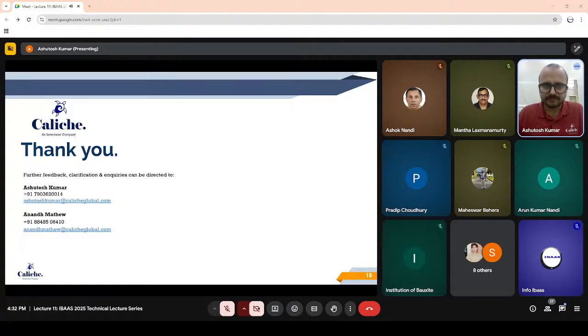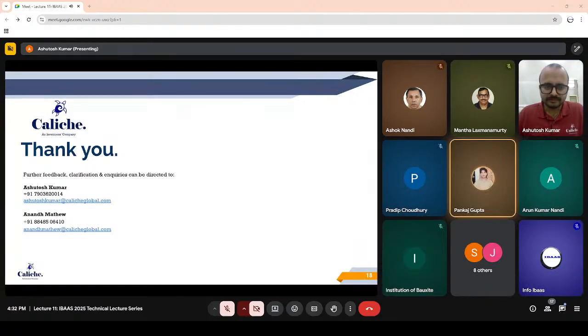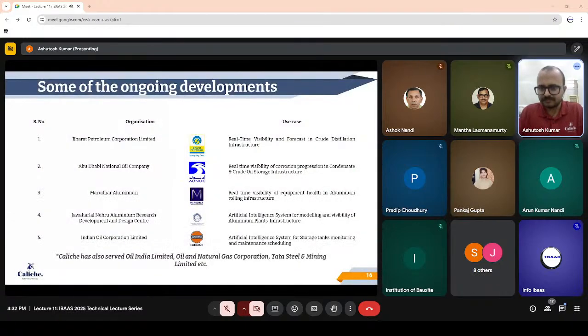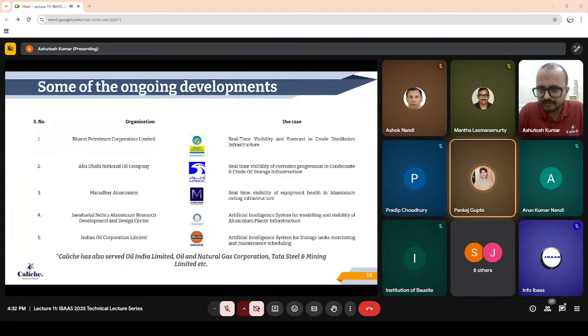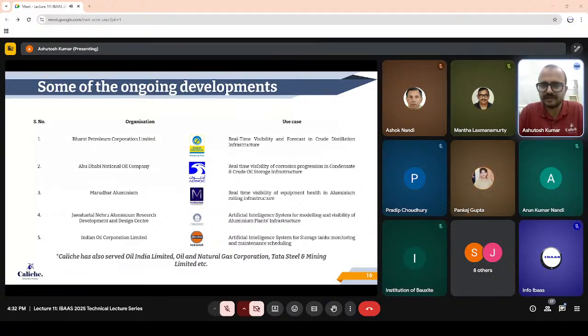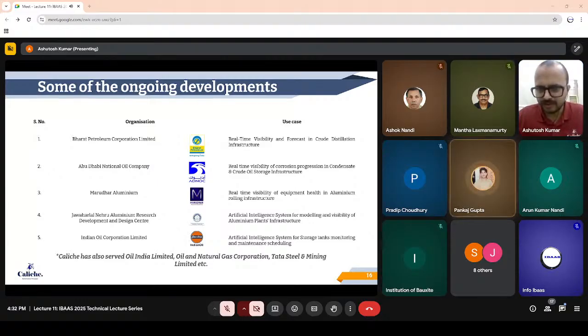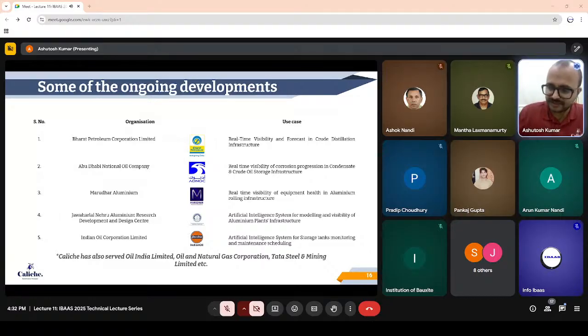Thank you, sir. Sir, could you please go to slide number 16? Yes, sir. Can you please explain in detail these use cases, what you have executed in these plants? Definitely, sir. Which industry are you from? I'm assuming aluminum. I'm from JSW Steel. Okay, so you're from steel. Then it becomes even more interesting.